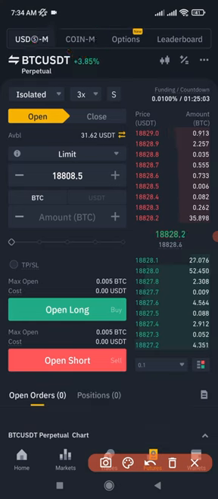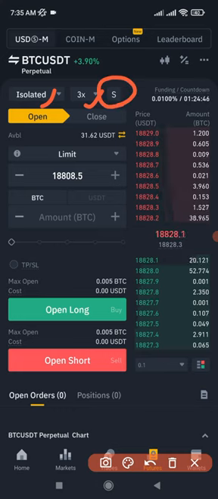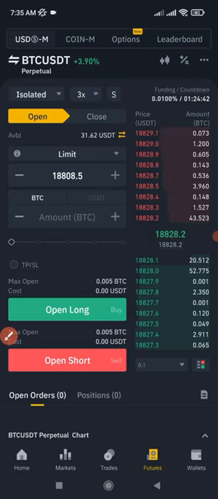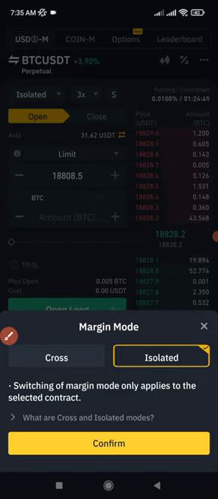All right, so the next thing you want to do is select the coin you want to trade. And then after selecting the coin you want to trade, you have the margin mode to trade with. Okay, here we have the isolated, then we have the leverage. Okay. And this other one here, I bet you don't know what it is, but I will explain that in a moment, okay?